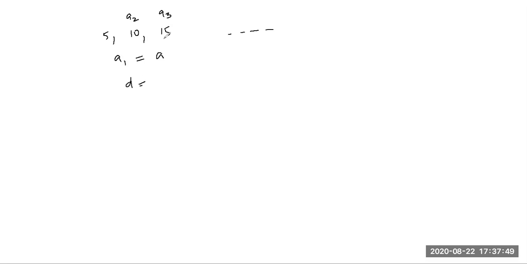Take any term, not the first term obviously, because there is no term before it to subtract. Let's say we take 15, just subtract the last term, 10. So this is 5. And the same common difference is here also. So this is the arithmetic progression, AP.